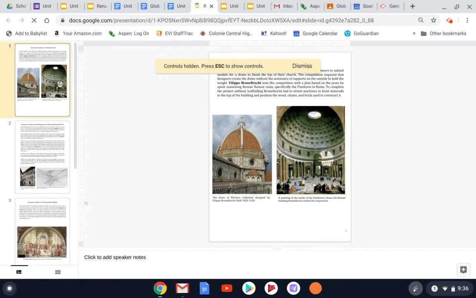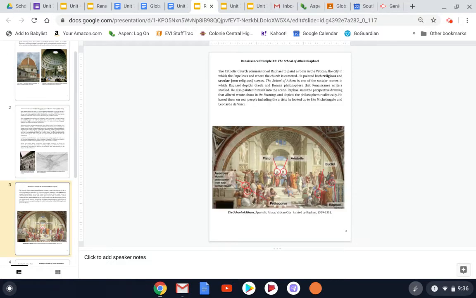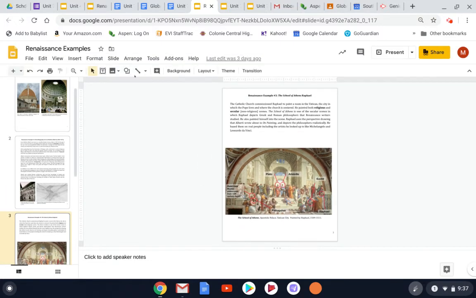And each of these pages has a little bit of text and some visuals that show you examples of the Renaissance. First one is Brunelleschi's Dome. Renaissance example number 2 is a brief biography of Leon Battista Alberti. And then this is the one that I want to show you and place on our chart together. Renaissance example number 3. So this is a painting by Raphael called The School of Athens. Let's make this a little bit bigger if we can.